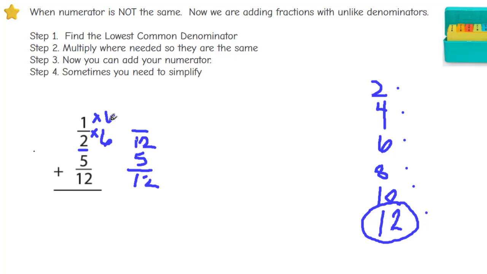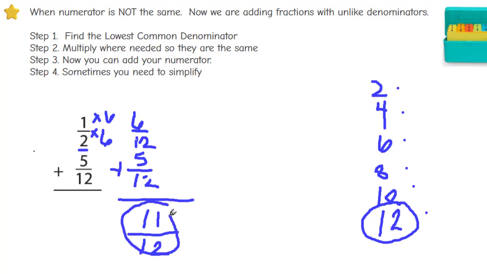Whatever I do to the bottom, I have to do to the top. So I multiplied my 2 by 6. I got a 12. Now I have to multiply the top by 6. 6 times 1 is 6. And now I can add. 6 plus 5 is 11. Notice I have these vertical, and then I keep my 12 at the bottom. Don't even have to simplify. That's as small as it's going to get.